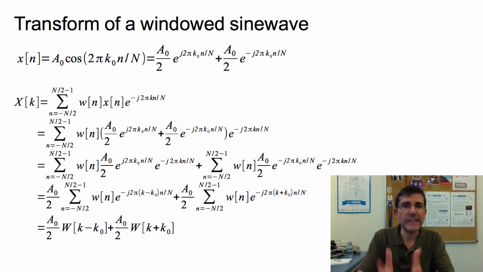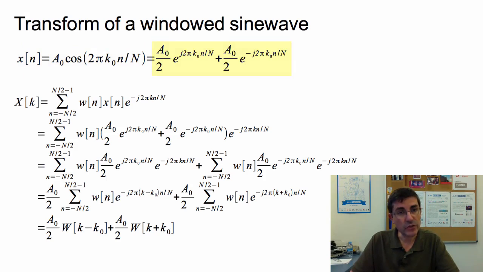Okay, to better understand the effect of windowing a sound, let's put an example of what happens when we window a real sinusoid and then compute its spectrum. So if we start from a real sinusoid, we have already seen that it's a cosine with a frequency index k sub 0 and an amplitude a sub 0, which can be expressed as the sum of two complex sinusoids, one with a positive frequency, another with a negative frequency.